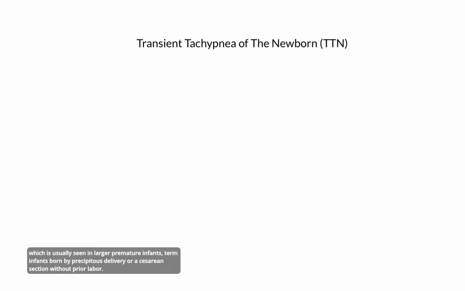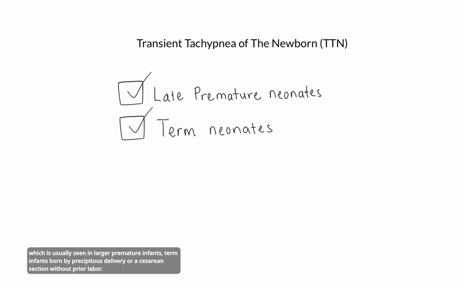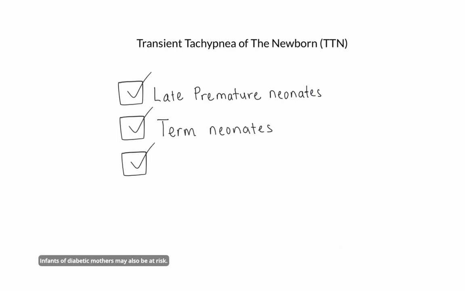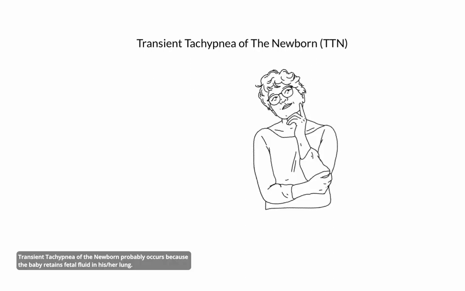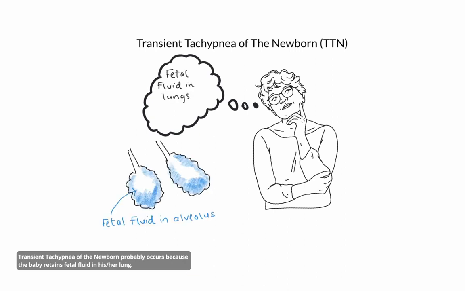Another common problem in the newborn is transient tachypnea of the newborn, which is usually seen in larger premature infants, term infants born by precipitous delivery, or a cesarean section without prior labor. Infants of diabetic mothers may also be at risk. Transient tachypnea of the newborn probably occurs because the baby retains fetal fluid in his or her lung.